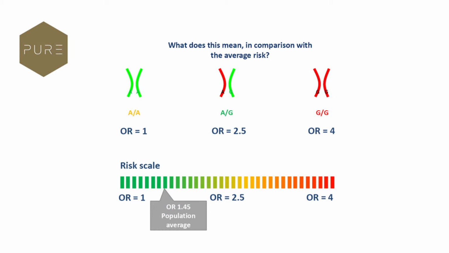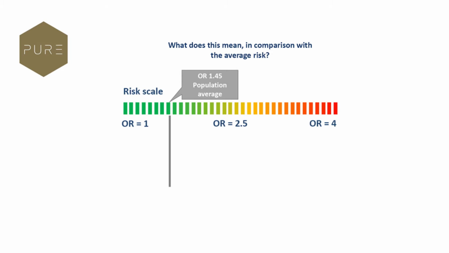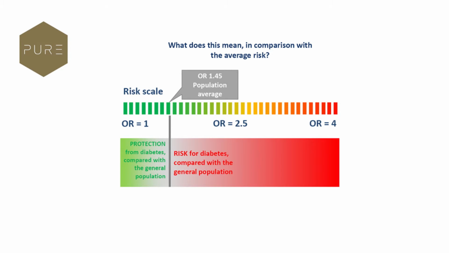So if you draw a risk scale, if you have an odds ratio of 1, you would be here, 2.5 in the middle, and 4 you would be here. And we know that the average population is at this position. So you can either say the odds ratio is 1 for the optimal genetic risk and the rest is relative to the optimal genetic risk.